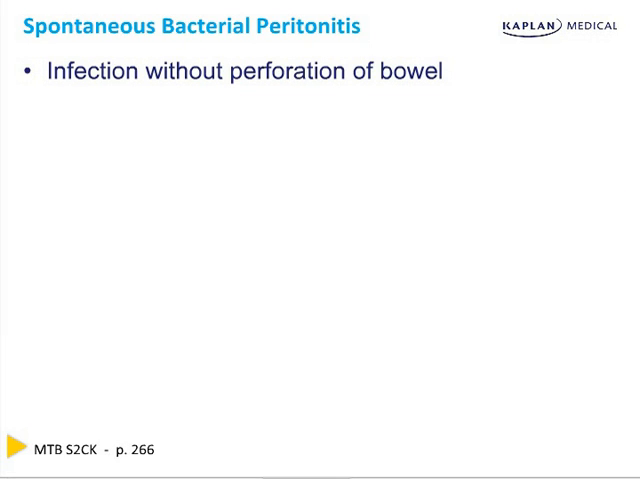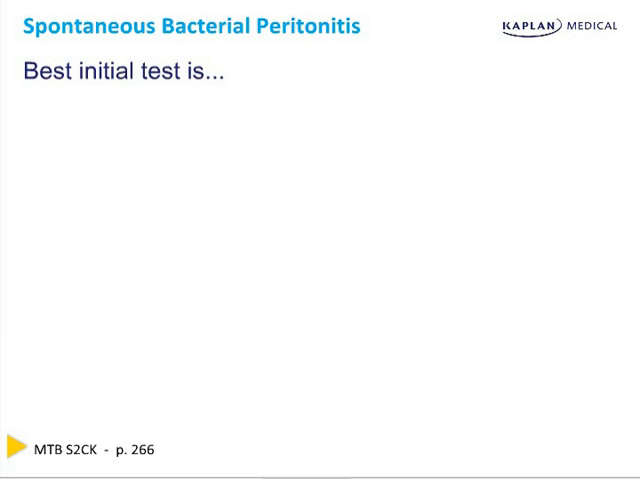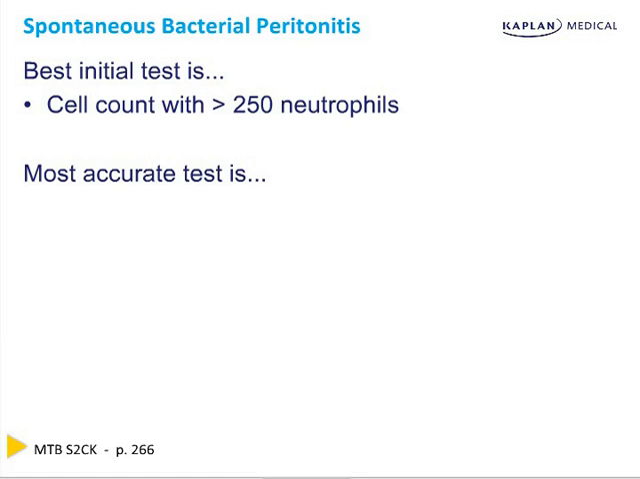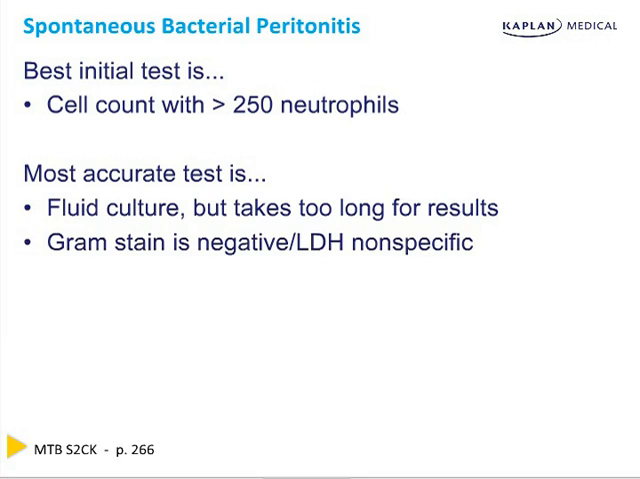Spontaneous bacterial peritonitis is an infection of the abdomen without perforation of the bowel. The organisms that cause it are E. coli, being the most common, other gram-negative bacilli, pneumococcus, and anaerobes, which are rare. The best initial test is a cell count of the fluid showing greater than 250 neutrophils. The most accurate test is actually a fluid culture, but we don't wait for the culture to return because it takes too long. Gram stains are sometimes negative, and an LDH is nonspecific.